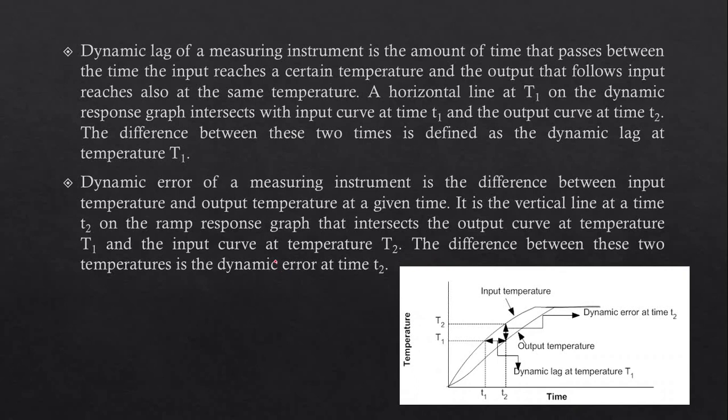Now the dynamic lag of a measuring instrument is the amount of time that passes between the time the input reaches a certain temperature and the time the output that follows the input reaches the same temperature. A horizontal line T1, as we already know, intersects the input curve, and the small t1 is on the output curve. The difference between these two times is defined as the dynamic lag at temperature T1. So this difference is known as the dynamic lag at temperature T1. In the same way, this difference is called the dynamic error at T2.